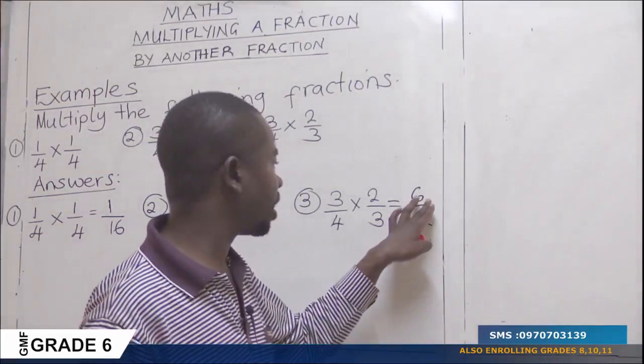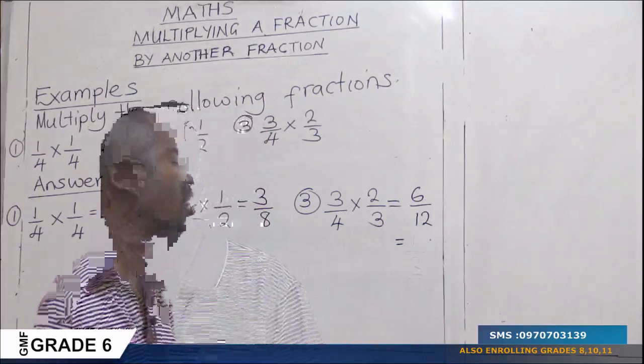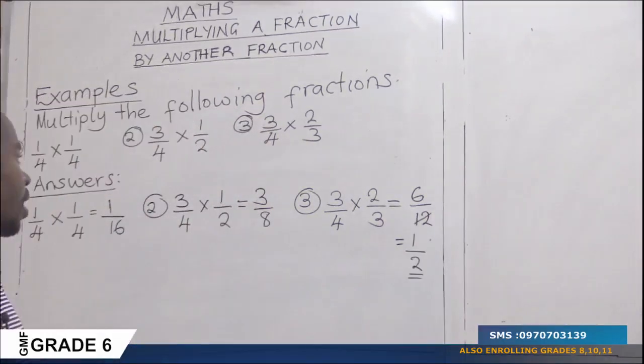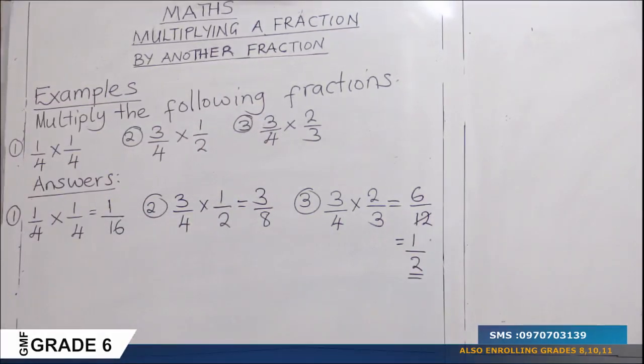There's a number that can go in 6 and 12, so it is 1 over 2. Okay, so that's it about multiplying a fraction by another fraction.